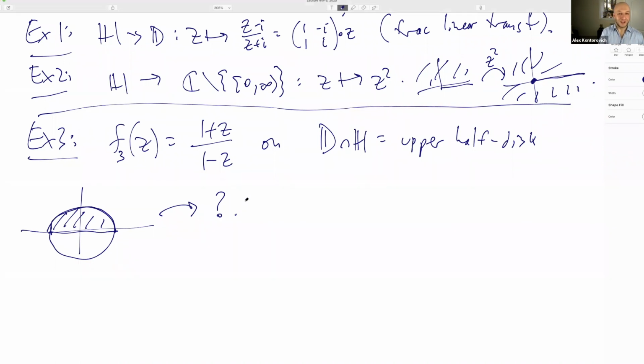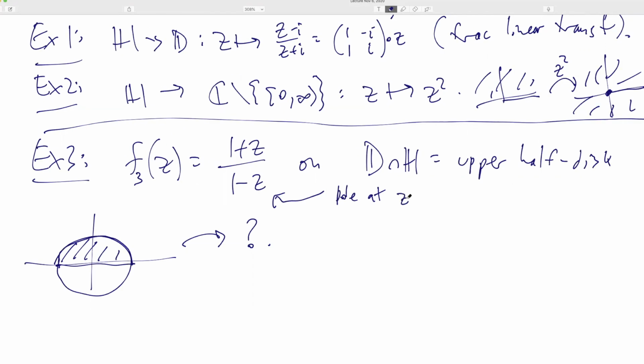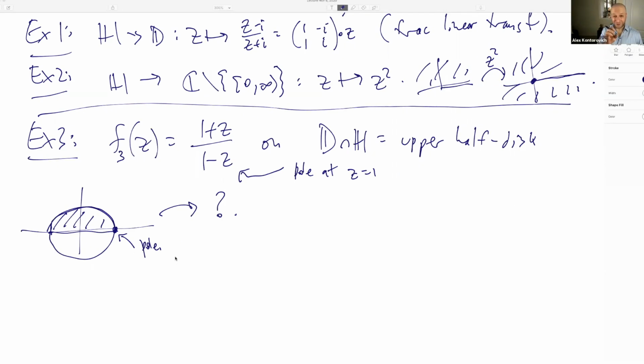Now, what do you notice? Is this even holomorphic on the upper half disk? Where do we have a problem? Yeah, at Z equals 1. So right there, we're going to have a pole. Well, on the upper half disk, we're okay. There's no pole. It's on the boundary that there's a pole, but something's blowing up.